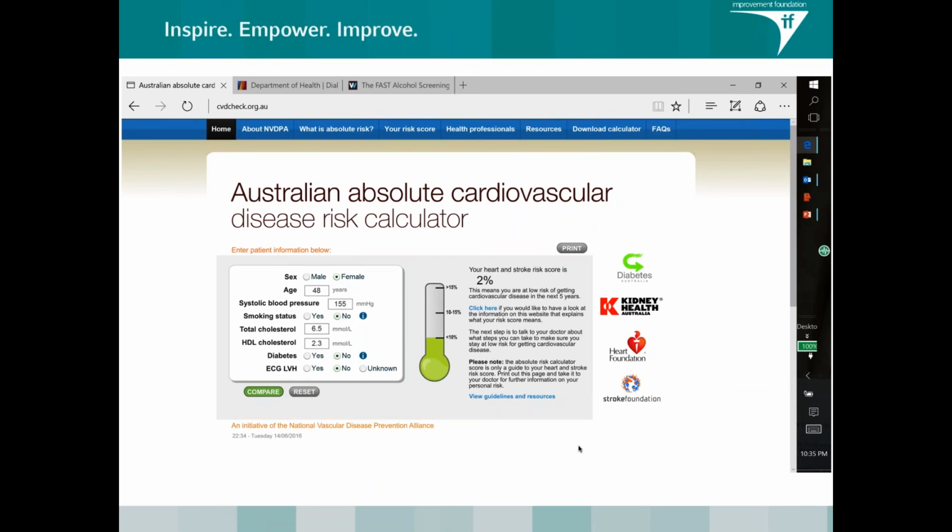And to me, this lady would be a fantastic person to start talking about, at least once a year, we would touch base, repeat the absolute cardiovascular risk, and check to see how it goes. And the mainstay of treatment here would be around lifestyle, exercise, diet, and so on, and lifestyle around stress.